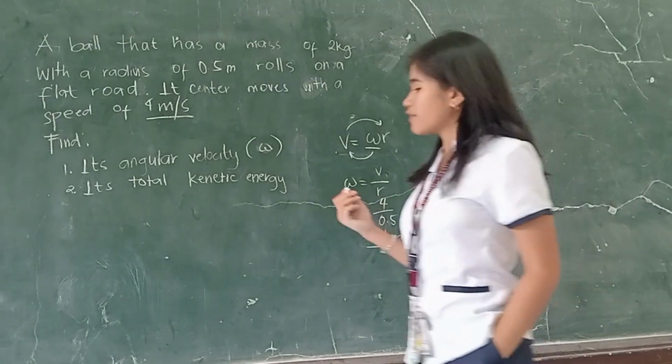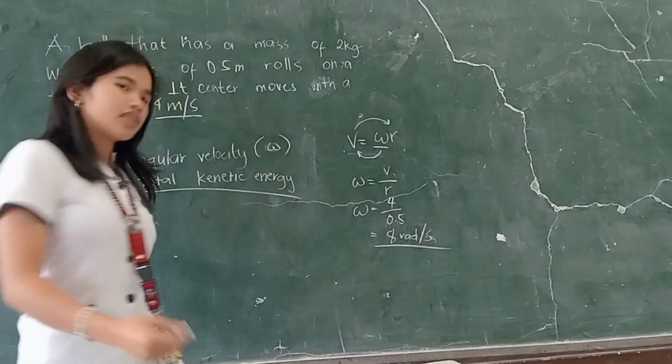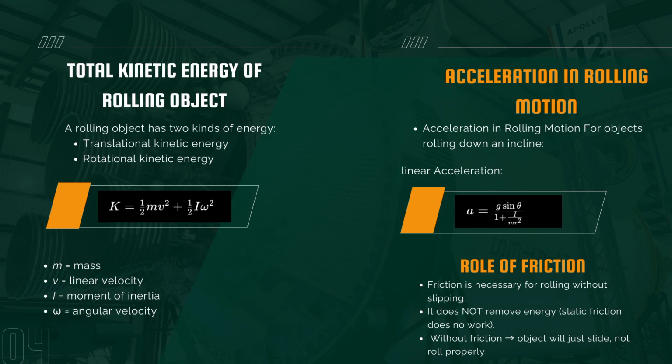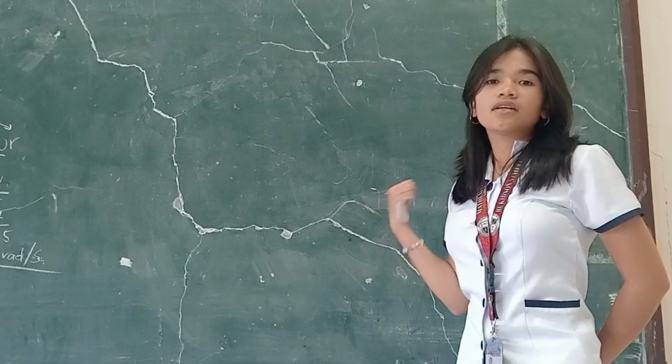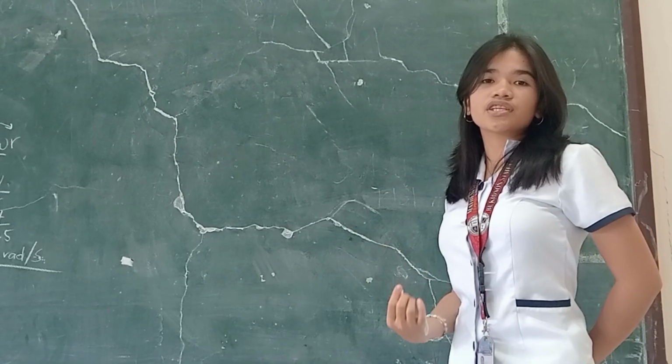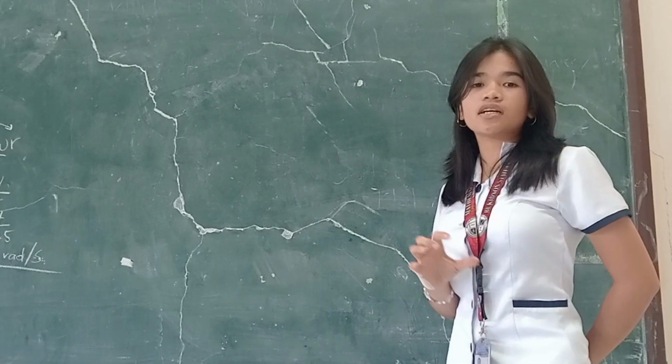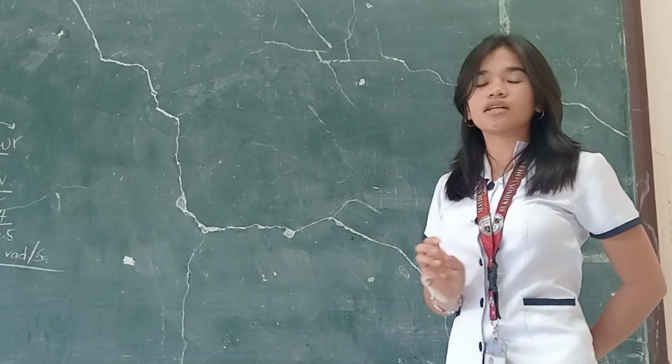Next, we will have to find the total kinetic energy. What is total kinetic energy? Total kinetic energy is present when an object rolls forward or moves forward. Total kinetic energy is the result of adding translational kinetic energy and rotational kinetic energy. Total kinetic energy has two parts: the translational kinetic energy and the rotational kinetic energy.